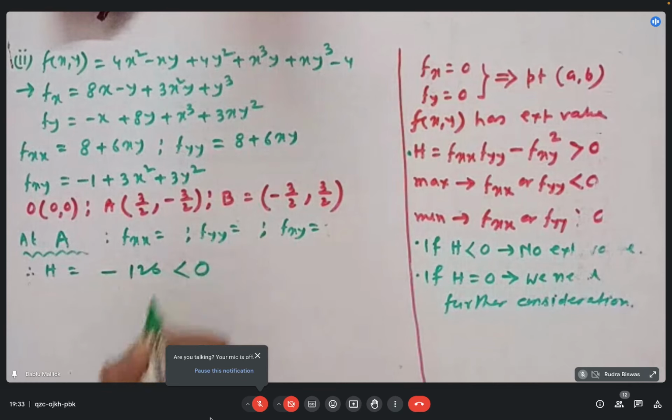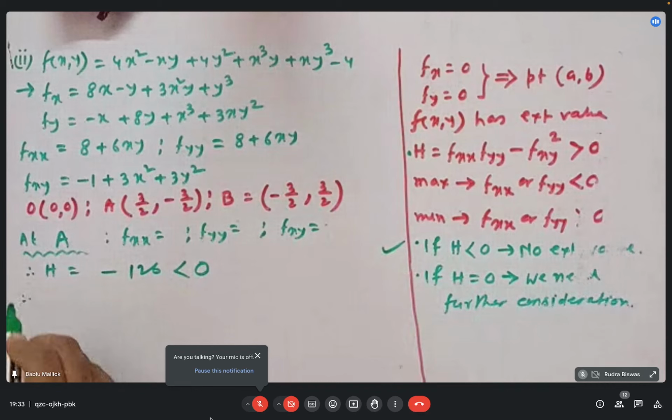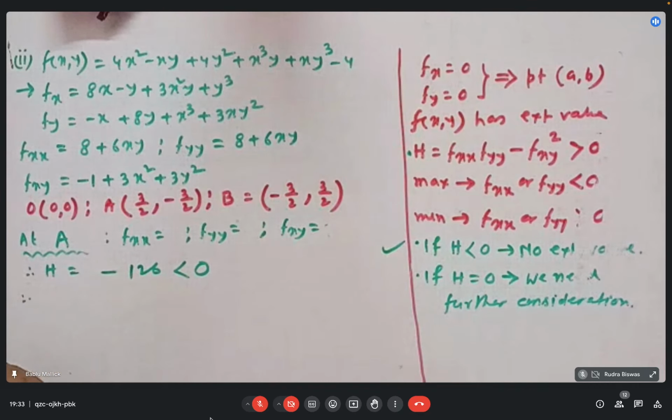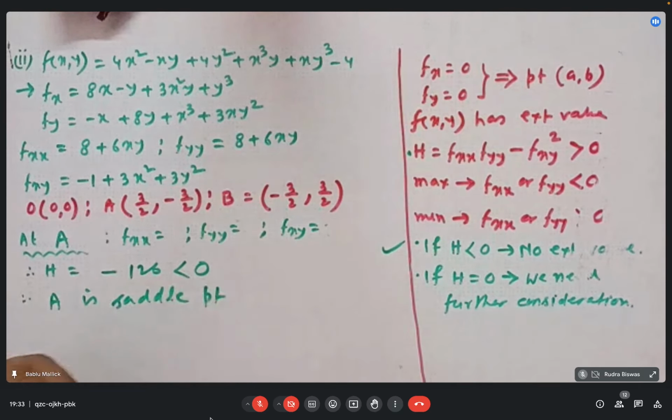Minus 126, this is less than 0. If it is less than 0, it means no extreme point. So therefore there is no extreme point at capital A. Therefore we shall say that A is a saddle point.